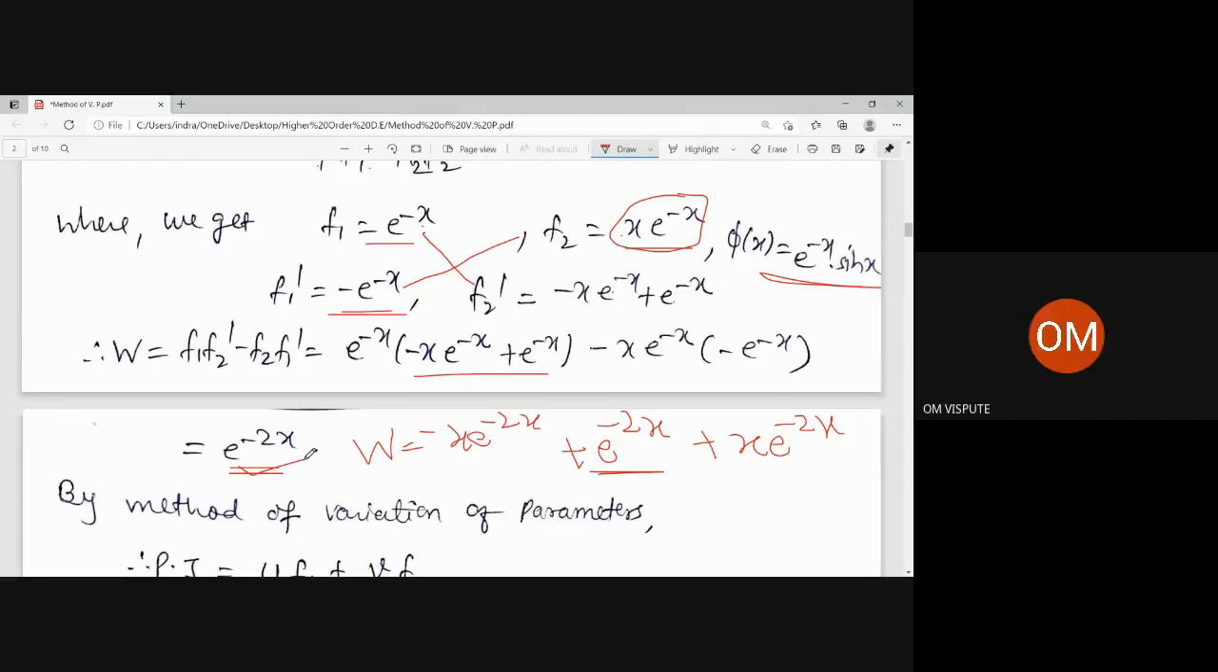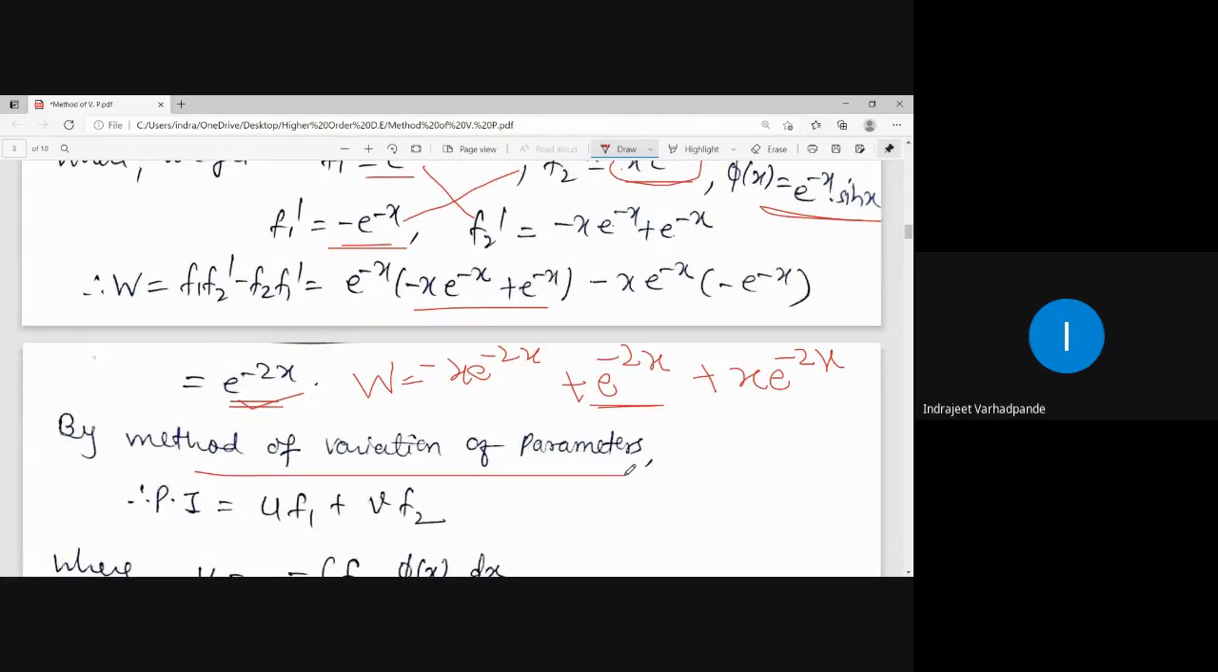Yes, sir. So by the method of variation of parameters, PI will be u f1 plus v f2. Why do we need to find the Wronskian? The Wronskian is required in the calculation of u and v. And why are u and v required? Because they form part of the particular integral. I know f1 and f2; multiply u with f1, multiply v with f2, and your solution will be PI. And then combine the complementary function and the particular integral.